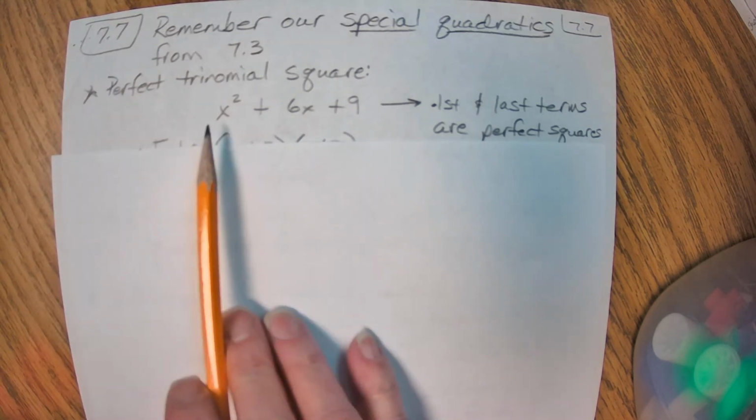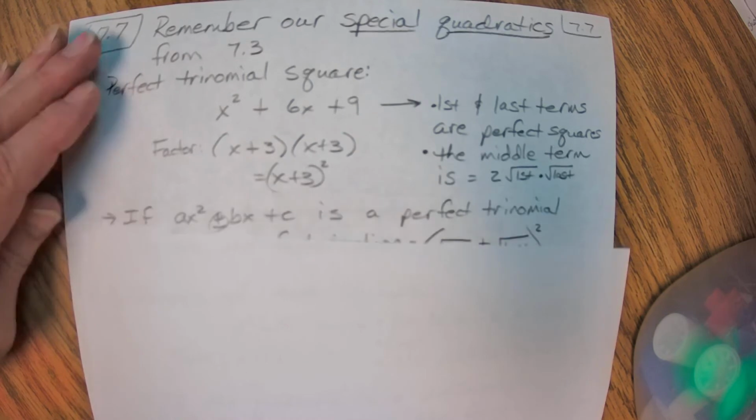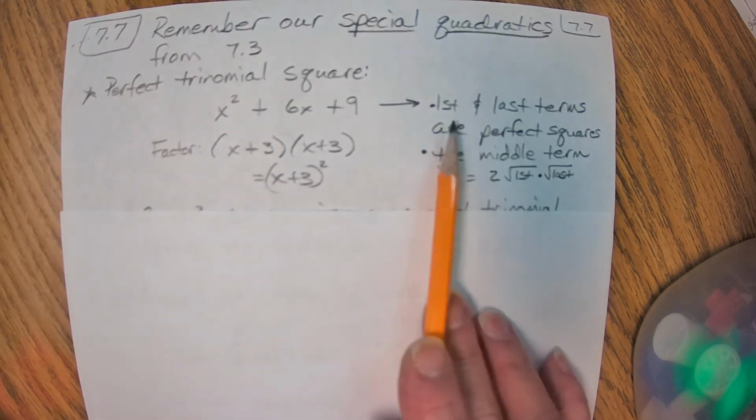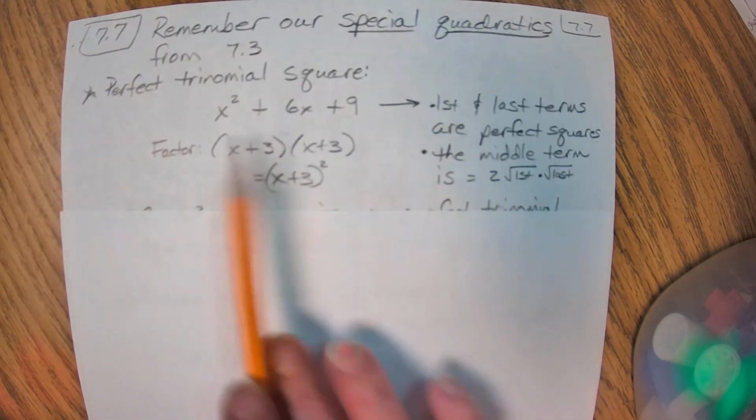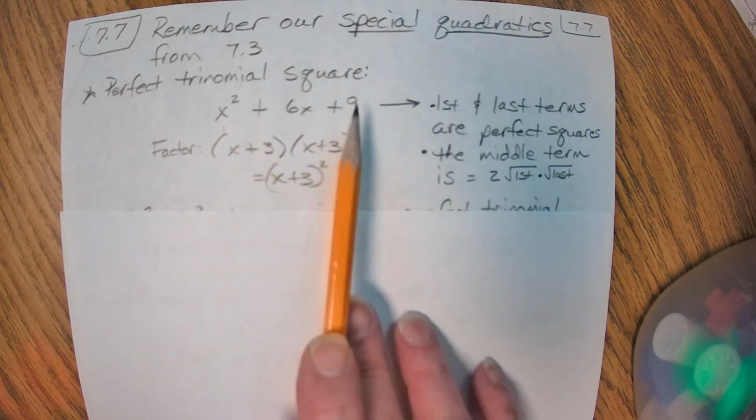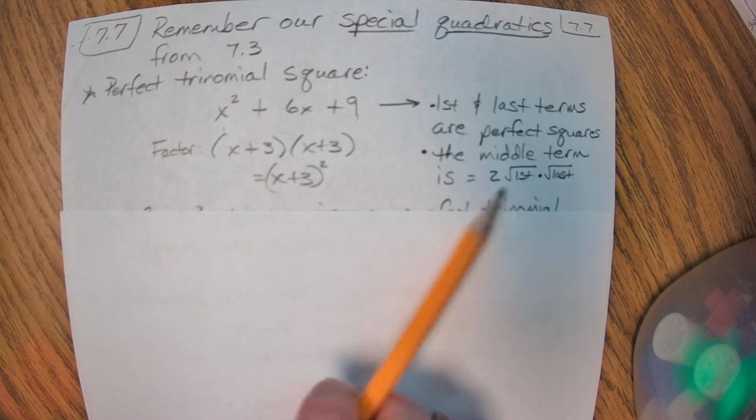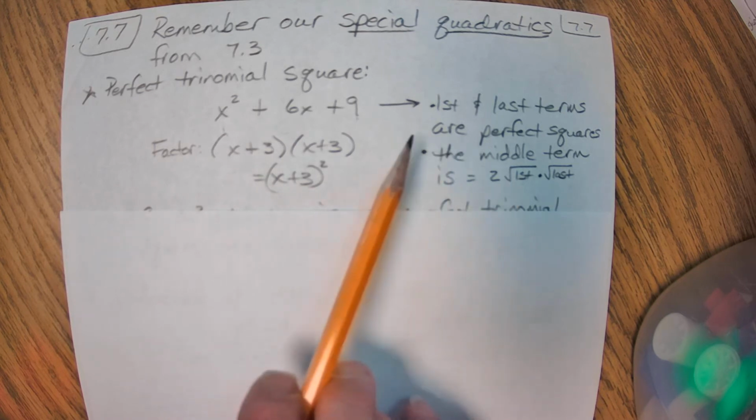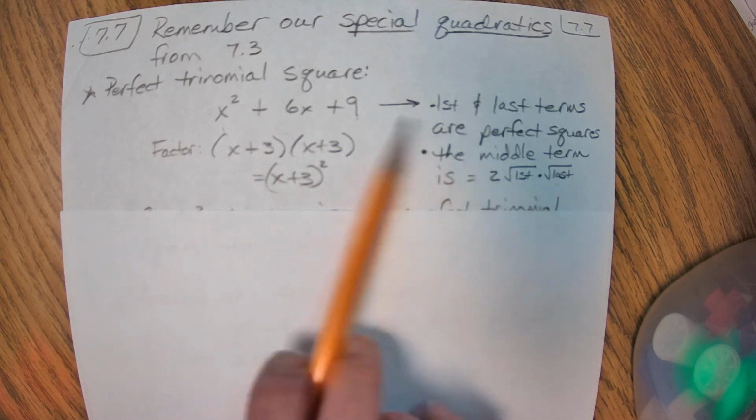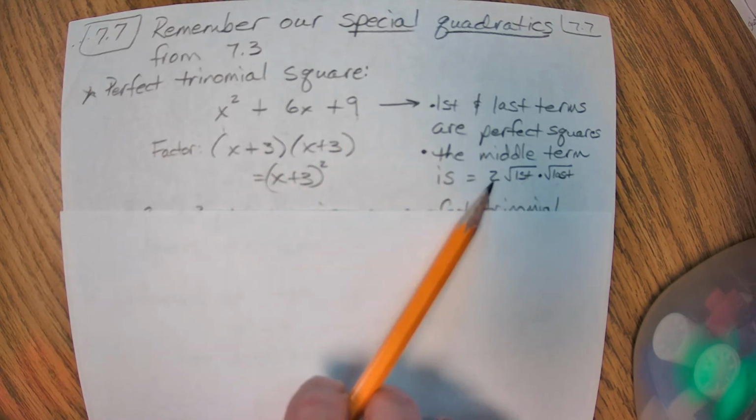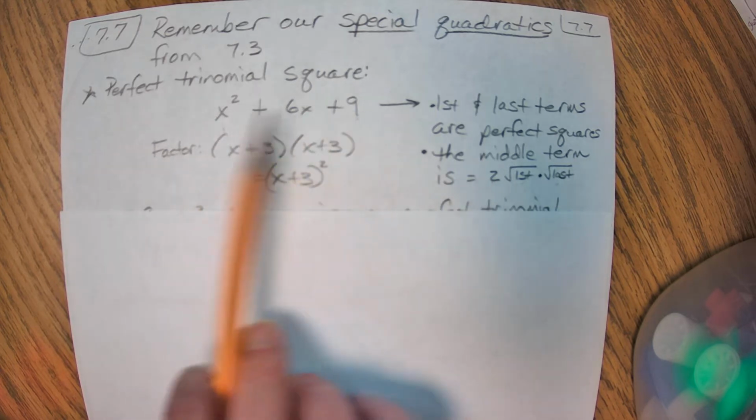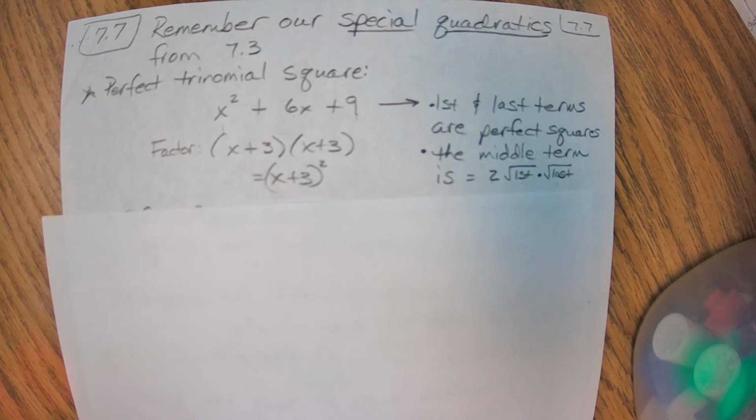And remember the way we look at that, the first and last terms are perfect squares. X squared is a perfect square, 9 is a perfect square. And the middle term is the square root of the first term, which is x, times the square root of the last term, which is 3, and then doubled. So I know that this is a trinomial square.